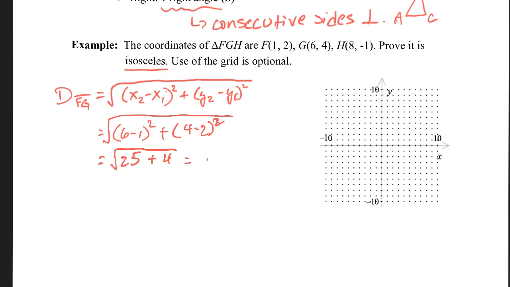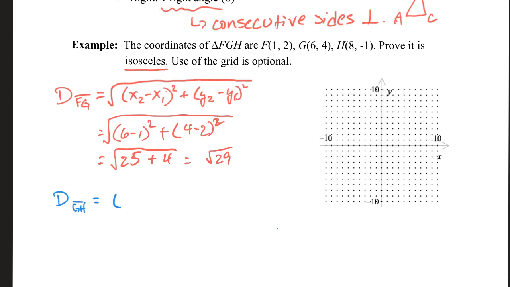So this is the square root of 29. All right. So now we got to do, that's one side of it. Now we got to do the distance of G and H. That's my next one. G, H. I won't write in the formula this time because I already did it, and I can reference it up above if I need to.